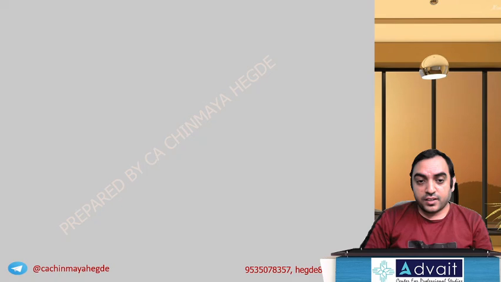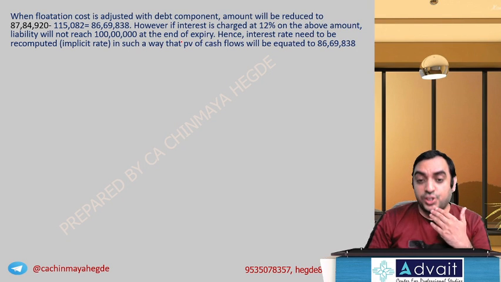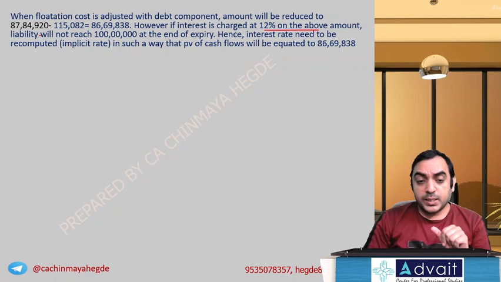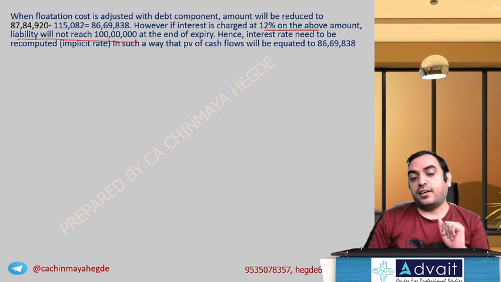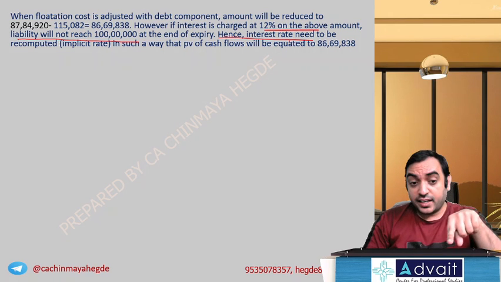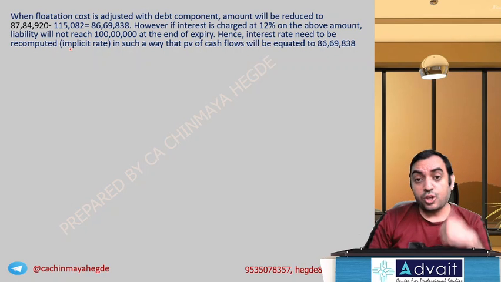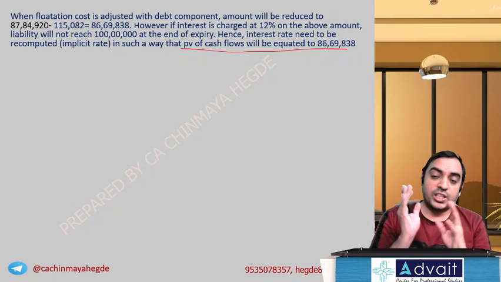So you can write down: when the flotation cost is adjusted, the amount will be reduced. However, if the interest charge is 12%, the liability will not reach 100 lakhs. Hence, the interest rate needs to be recomputed. You can say implicit rate, you can say effective interest rate, or you can say YTM, in such a way that the present value of cash flows will be equal to 86, 69, 838.